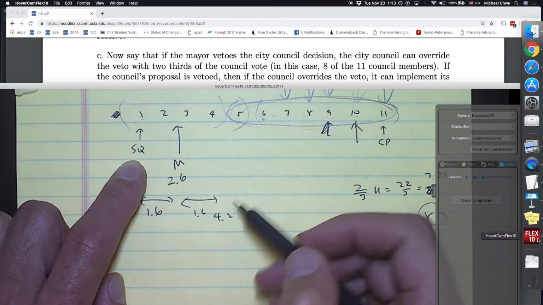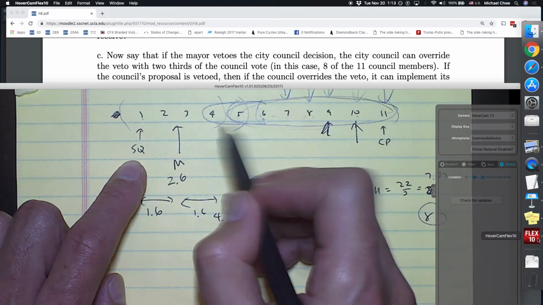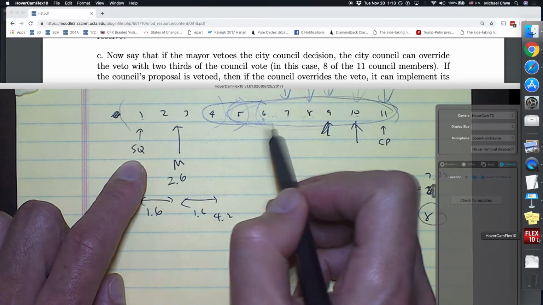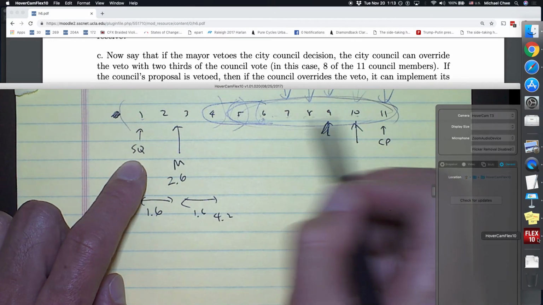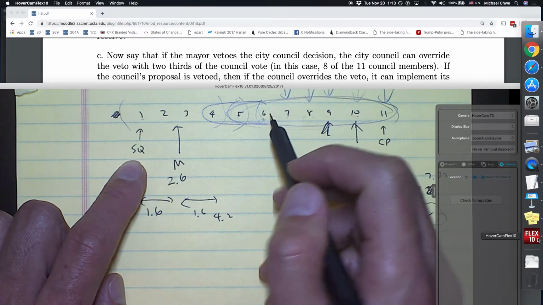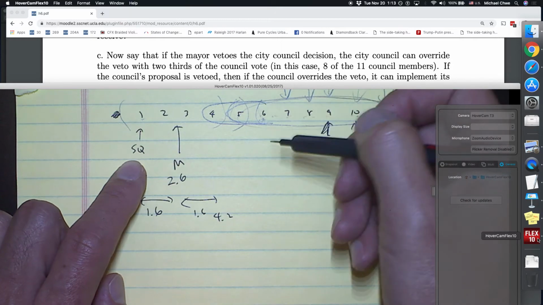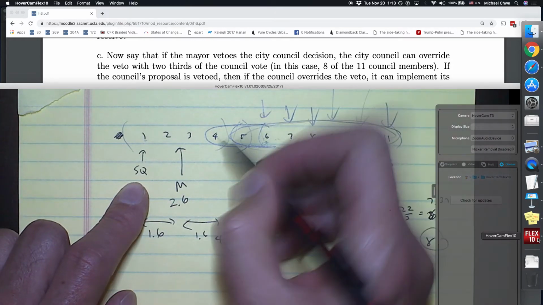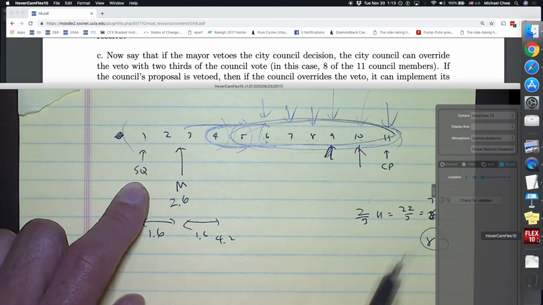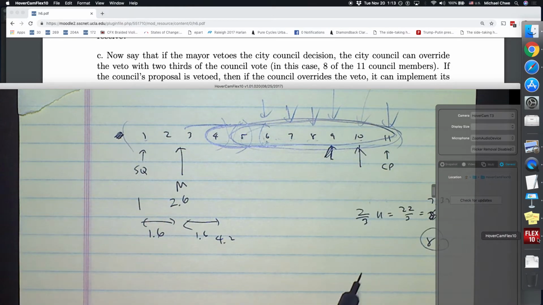If we do 7, now 4 is on the bubble, and maybe 4 will vote for it. With 7, it's possible that 8 people will vote to override, but it's not for sure. To be sure, what do I want to do? 6. Then 4 and these people will surely vote for it, and it'll go over. Does that make sense?